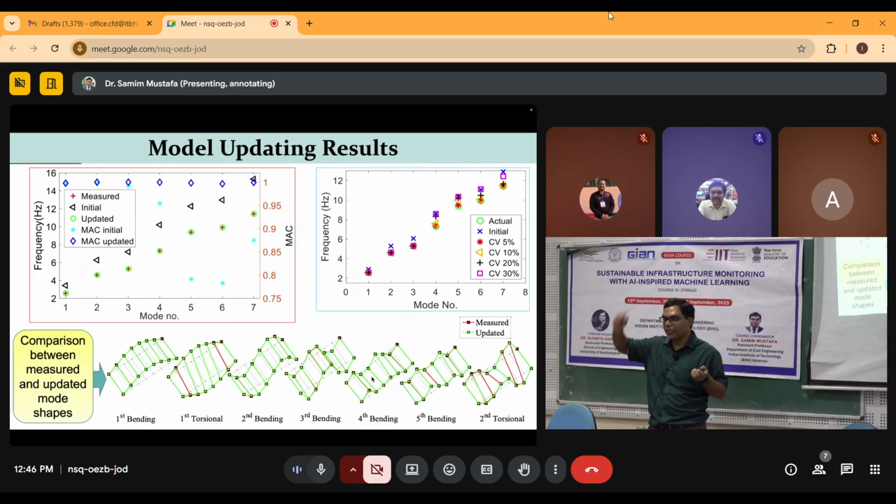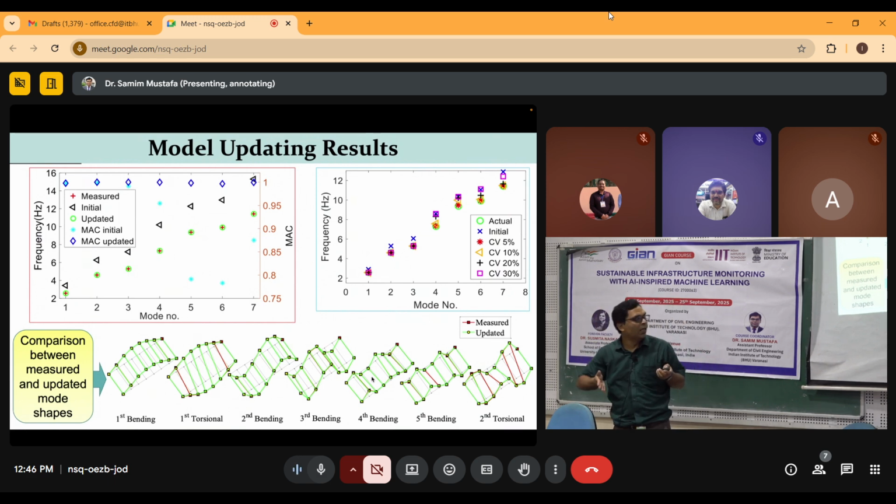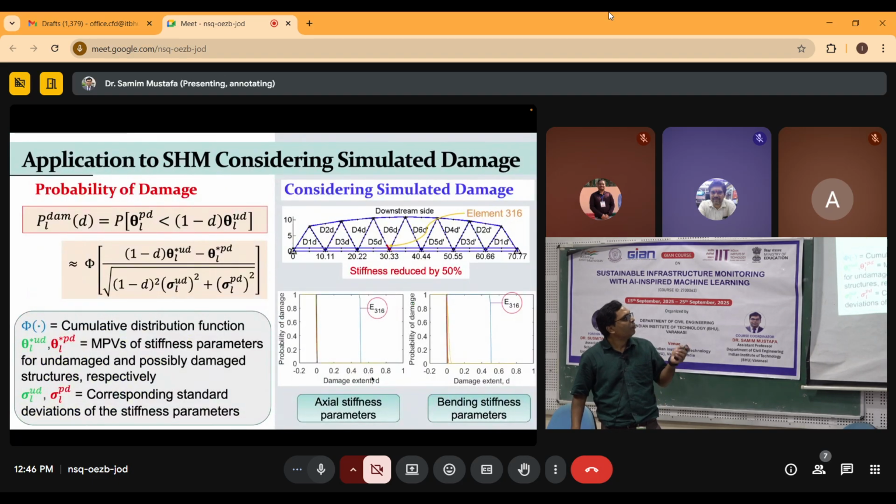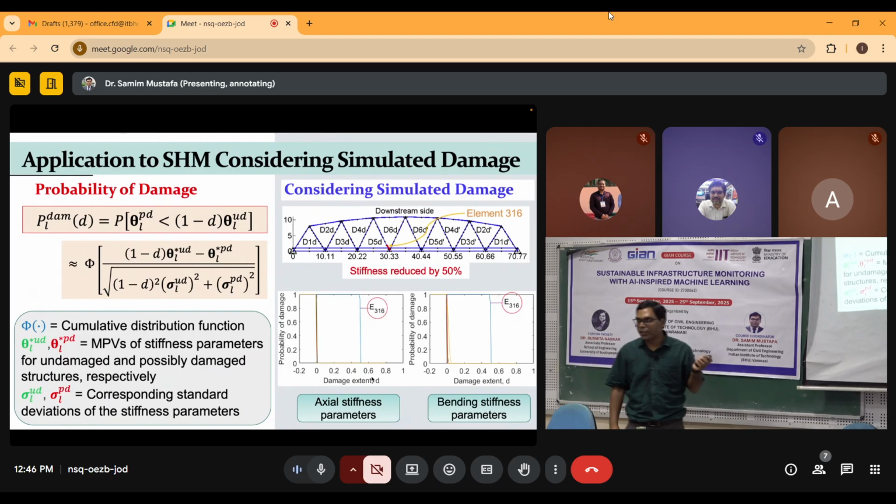So you are updating the model and finding the optimal value of theta, which represents the best possible response from the structure. Up to 10% of covariance noise, it could update the frequency accurately. Then probability of damage can also be calculated using this equation.